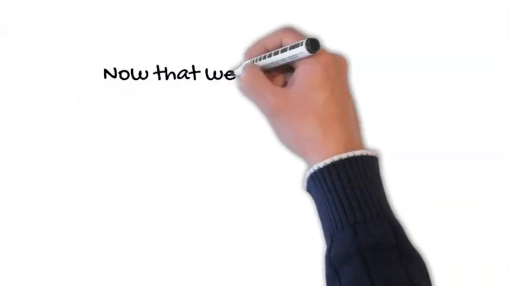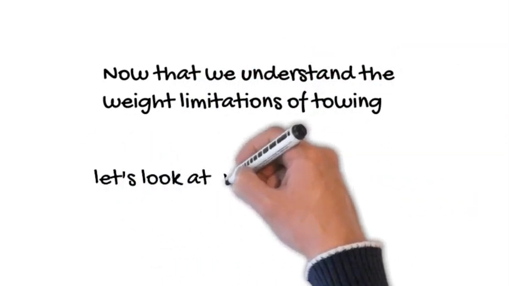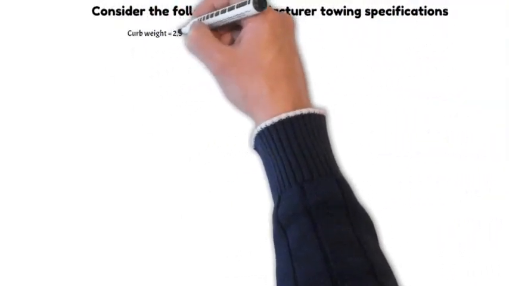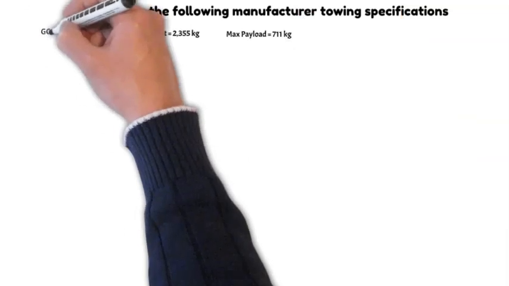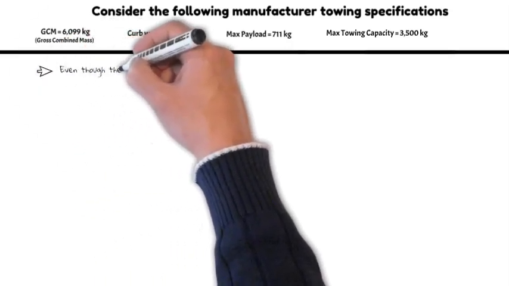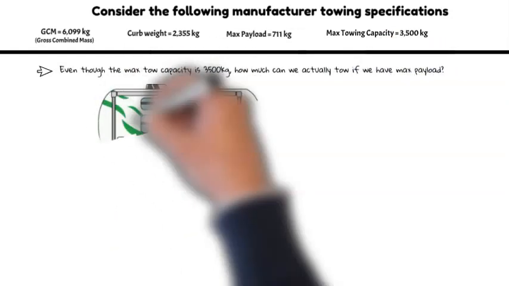Now that we understand the weight limitations of towing, let's look at a real-life scenario. Consider the following manufacturer towing specifications. Even though the vehicle's tow capacity is 3.5 tons, how much can we actually tow if we happen to be at max payload?